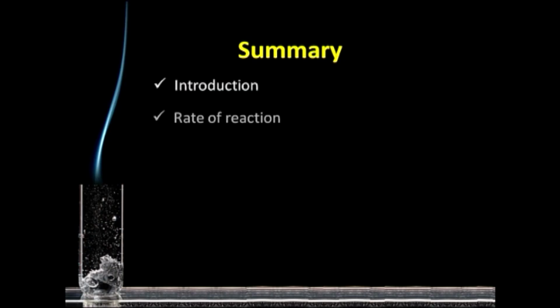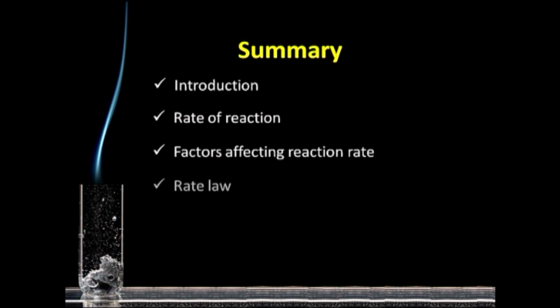Let me summarize what we have seen today. I introduced you to the branch of physical chemistry known as chemical kinetics, an important branch where we study the rates of chemical reactions, which are industrially important. So, the rate of reaction and how it changes with concentration, that we have seen. There are several factors affecting reaction rates. We have discussed these factors. And finally, we arrived at the rate law that relates the rate of reaction with the concentration.